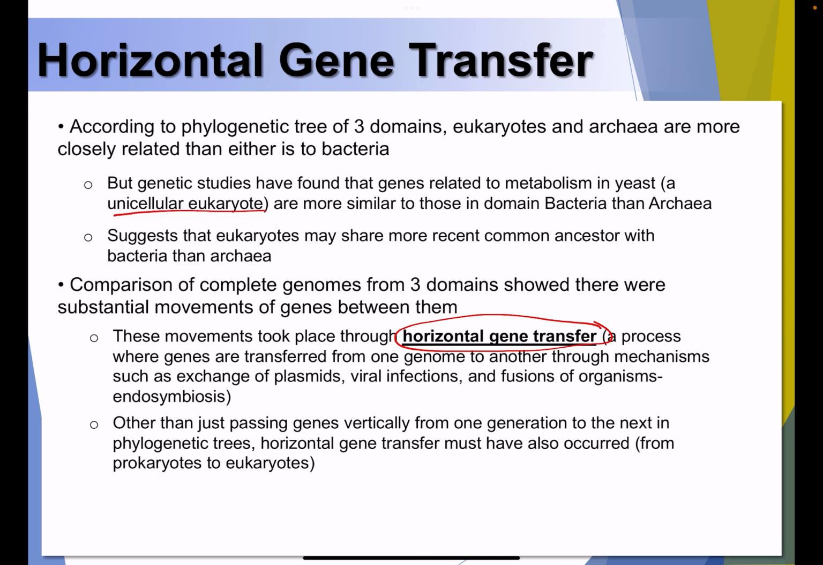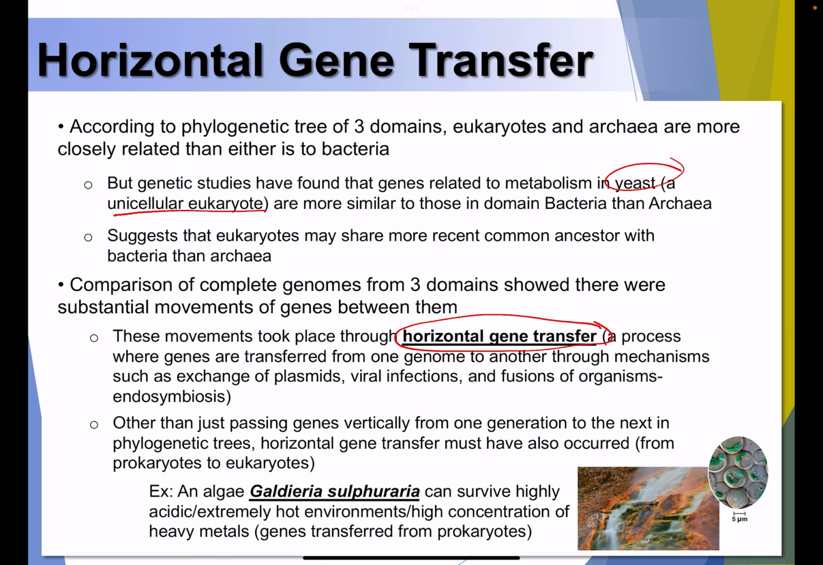So, other than passing genes vertically from one generation to the next in phylogenetic trees, which we've been showing you all along throughout this chapter, they say that horizontal gene transfer must have also occurred, where prokaryotes were able to pass genes to eukaryotes. And that's why these yeast cells right here have metabolism genes that are more similar to prokaryotes in the bacteria domain than in the archaea domain.